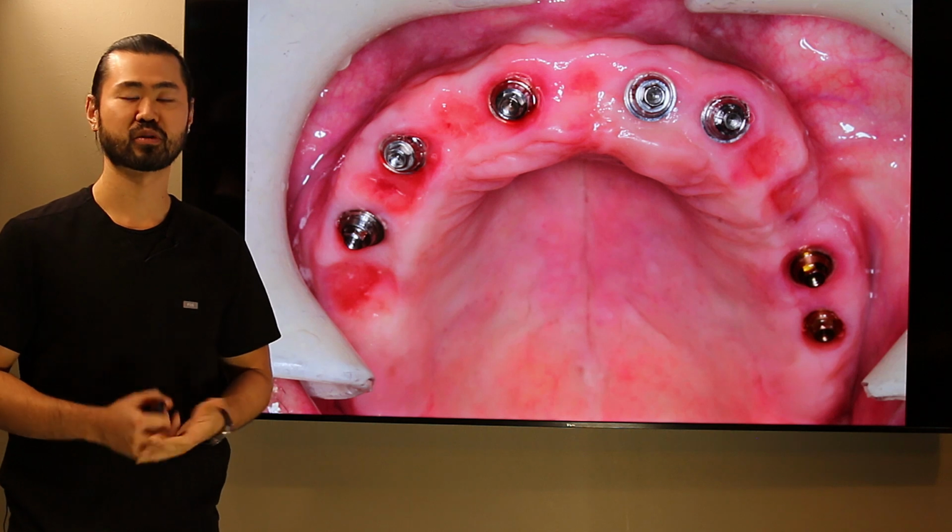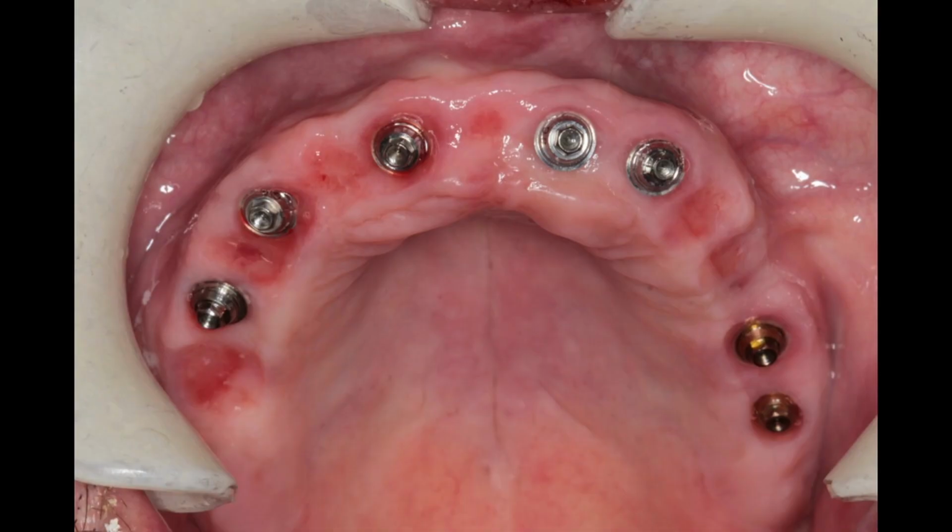After 3 months of wearing the provisional, the patient returned to us with the tissues in a fantastic state. In this kind of situation, it goes to show how a well-contoured provisional and good hygiene from the patient is able to produce a very healthy tissue outcome.